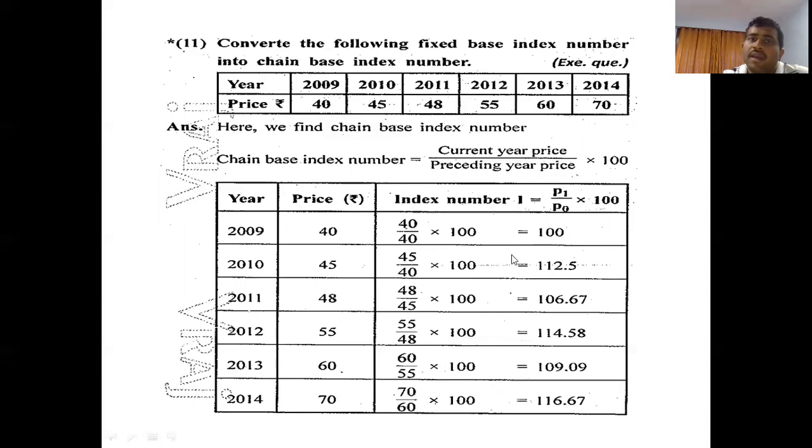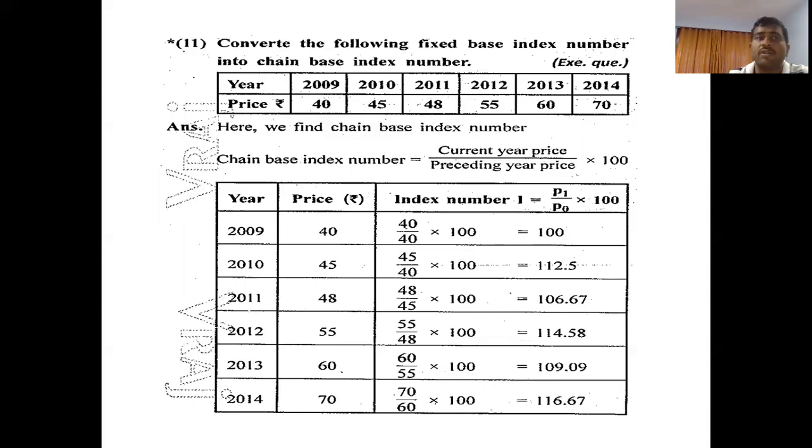Clear to you? And you have to remember that in the chain based method, whether it is the normal method or the conversion method, the first year value will always be 100. First year value always be 100. Clear? While converting FBI to CBI or in the normal CBI method.